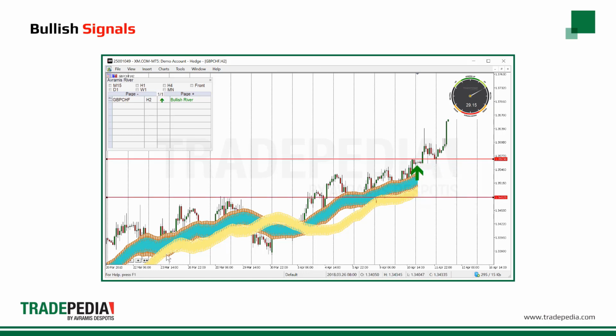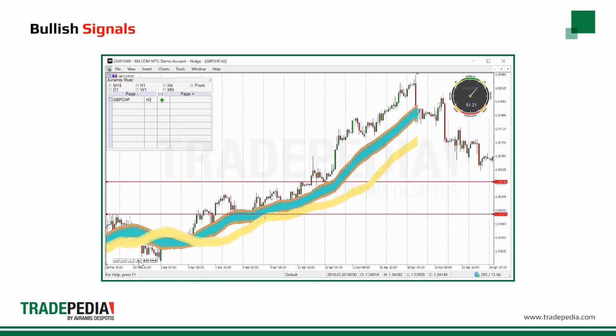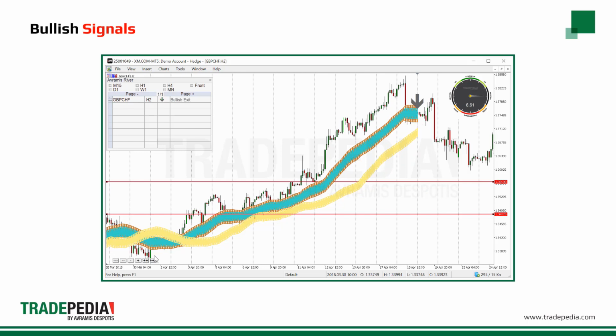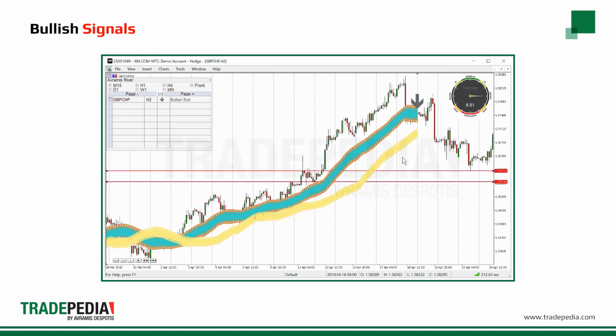The market continues higher and activates the previous entry. The uptrend is considered strong as long as the river and angle reading remain bullish. As the river loses its upward slope and the clock reading becomes neutral, a bullish exit signal is generated. More information can be found in the monitor panel. A bullish exit signals weakness in the uptrend and suggests an exit of any remaining long positions. An exit could be executed below the low of the candle generating the signal.